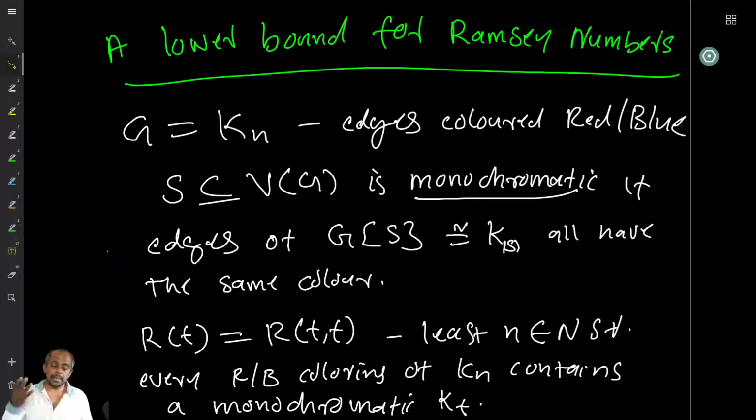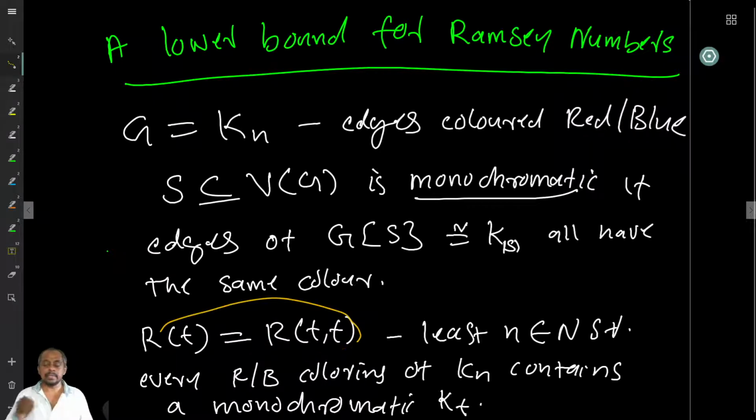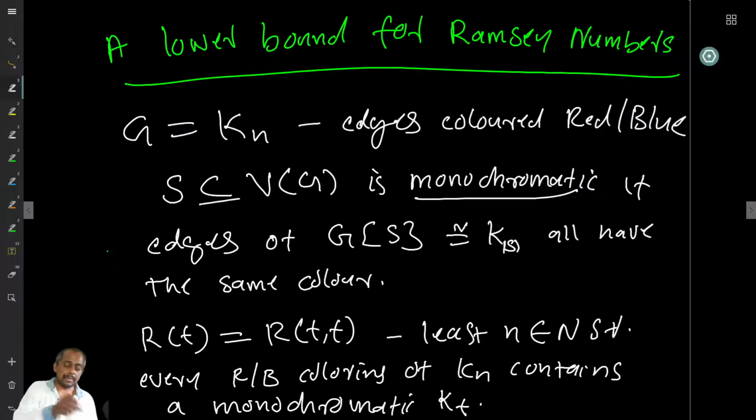That number is called the Ramsey number, right? So R of T is precisely the number, the way we learned in the first class. R of T is the least positive integer n such that every red or blue coloring of the complete graph on n vertices contains a monochromatic Kt.